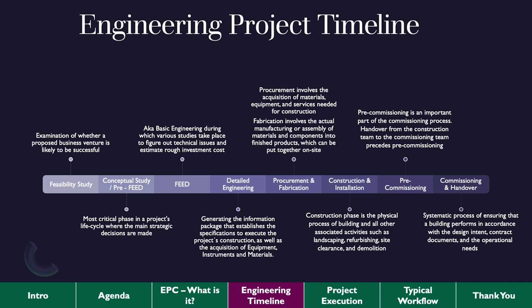Then once the detailed engineering is completed, you already have everything mechanical, civil, and electrical done. Now it's on the procurement department and the fabrication to start getting all these items and estimating how much it's going to cost to procure them. So that's pretty much procurement and fabrication.